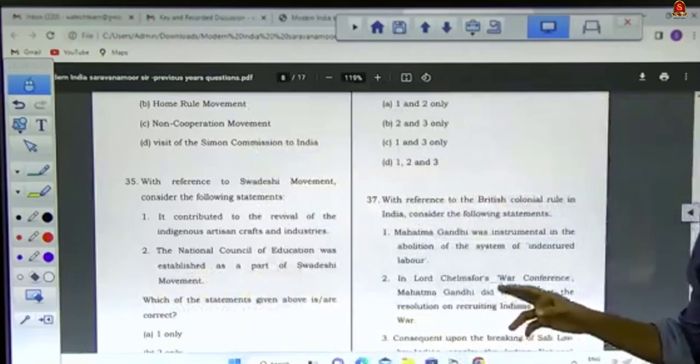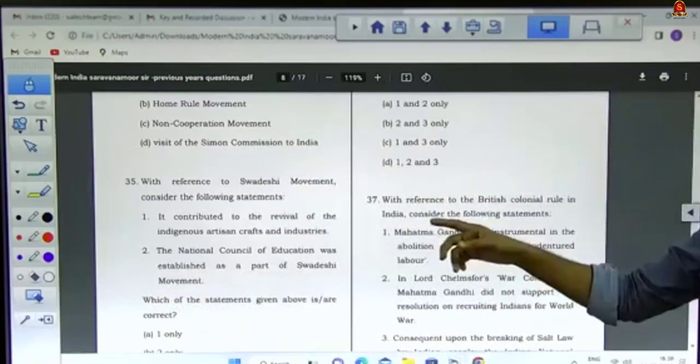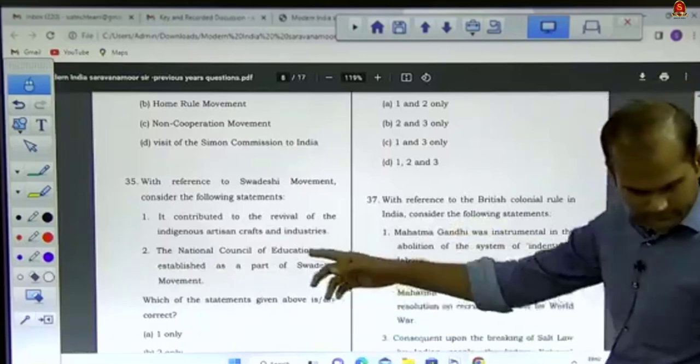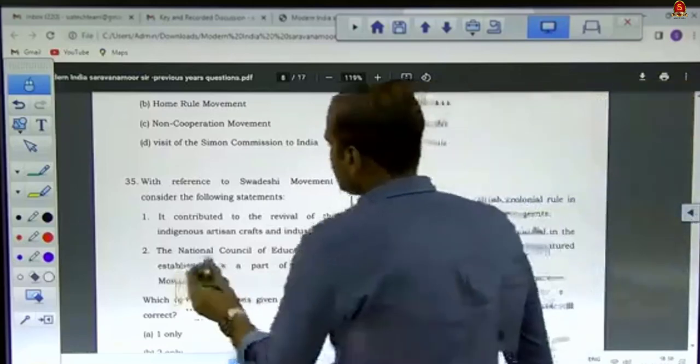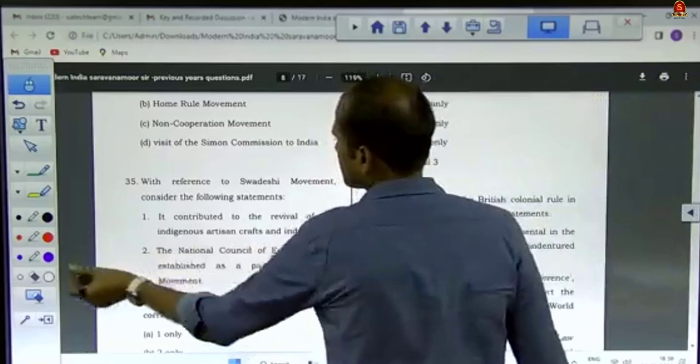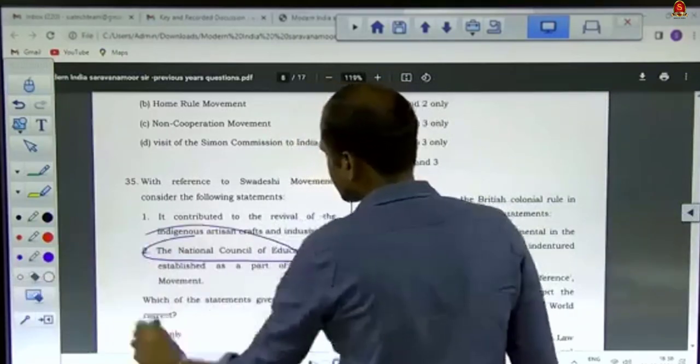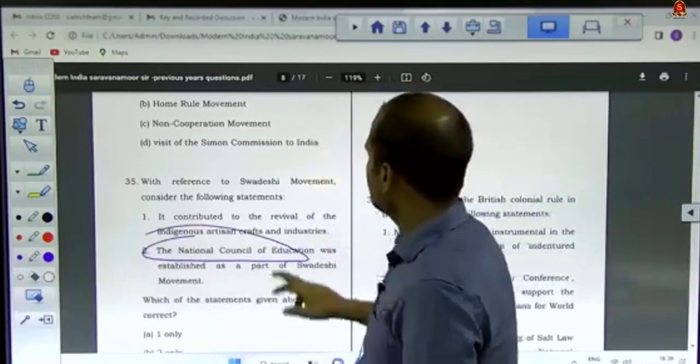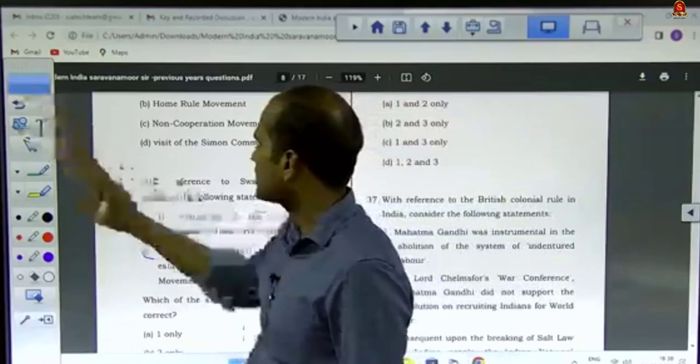This National Commission was established by Education Satish Chandra Mukherjee. Please note down. This 35, it was established by Satish Chandra Mukherjee at Calcutta. Thus, both the statements are right.